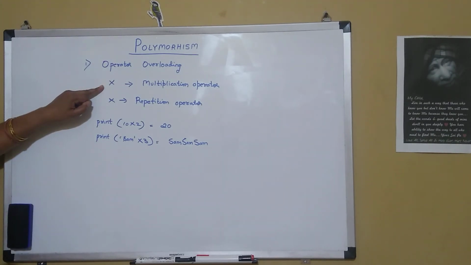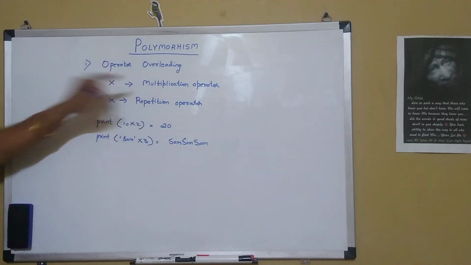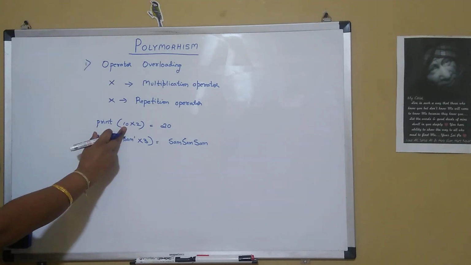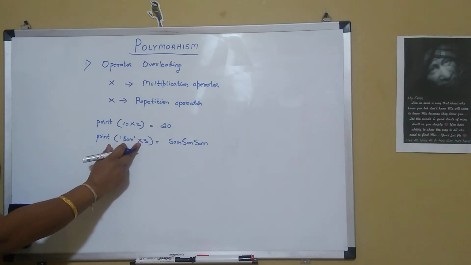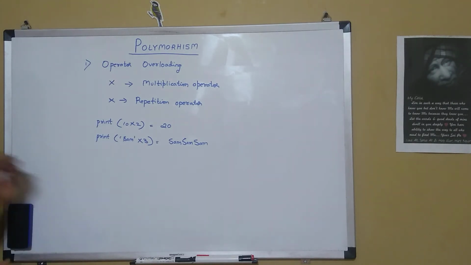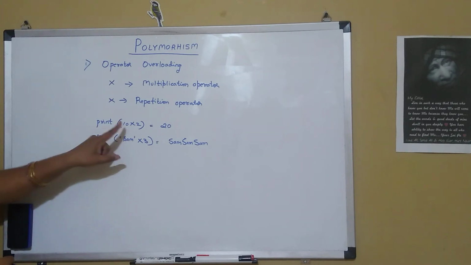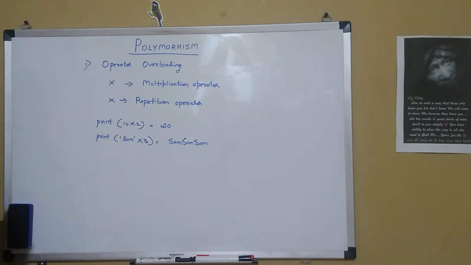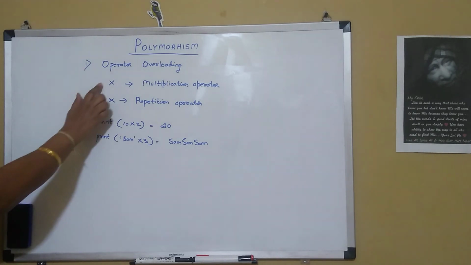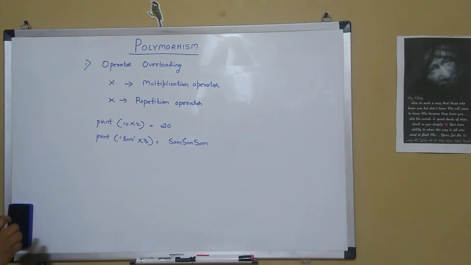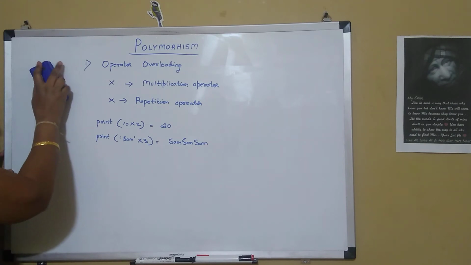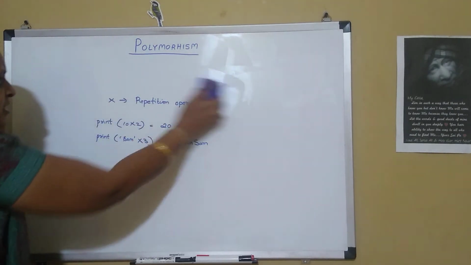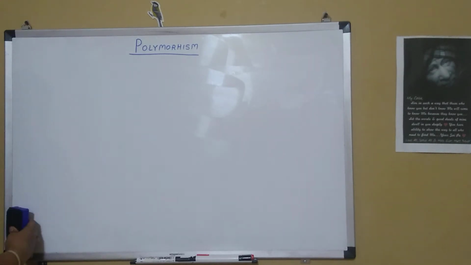So a single into operator acts as a multiplication operator when two numbers are there, and it will act as a repetition operator when we have a string repeated with a number. So in this case it acts as a repetition operator, and in this case it acts as a multiplication operator. So a single into entity is used to represent different types in different scenarios, and this is what is called polymorphism. So this is the operator overloading. Now let's quickly move on to the method overloading.